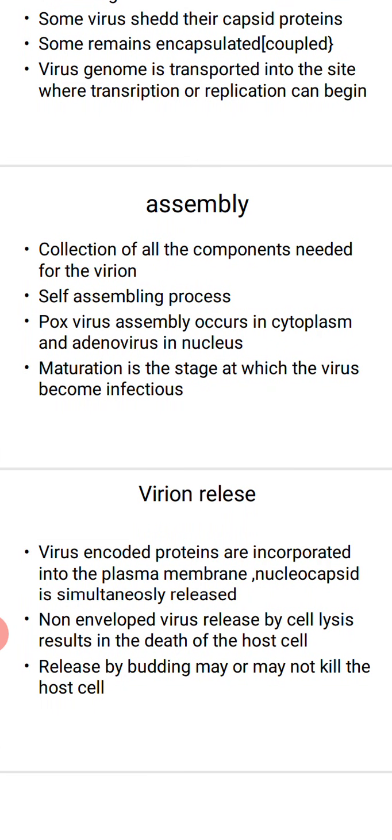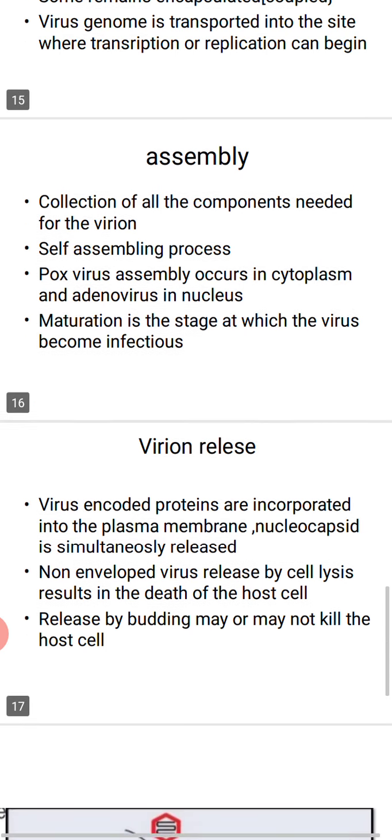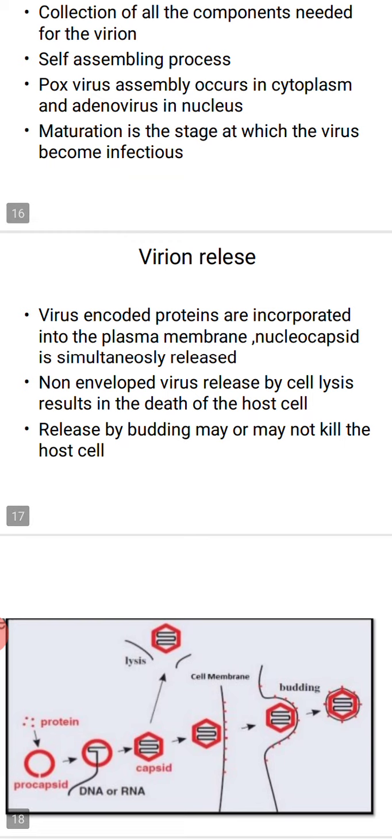Maturation happens in this assembly process, right? The DNA will be packed into the head, tail, the collar, the spikes, everything assembled, and a mature bacteriophage will be formed there, and in this stage the virus becomes infectious. Then the virion release or bursting.